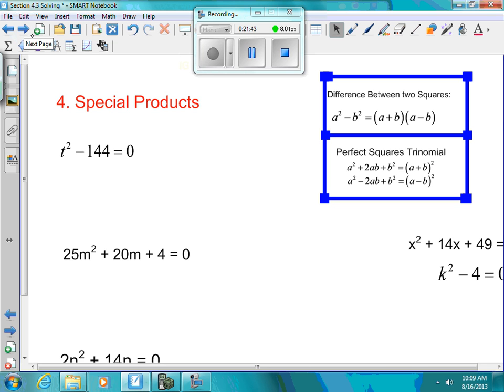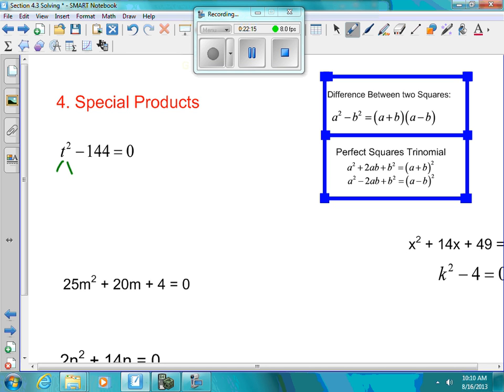Special products. Just really quickly do a couple of these. It's the same idea. You're just factoring to solve. It's using the special products properties in factoring to find the solutions or the zeros, whatever they're asking you to do, x-intercepts. In this case, they're asking us to solve for t. So t squared minus 144, this, of course, is the difference of squares pattern, right? t times t, 12 times 12. So we get t minus 12 times t plus 12.